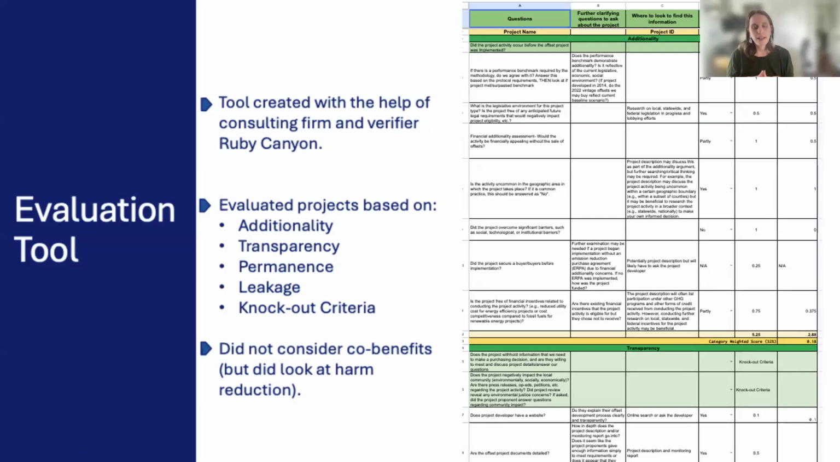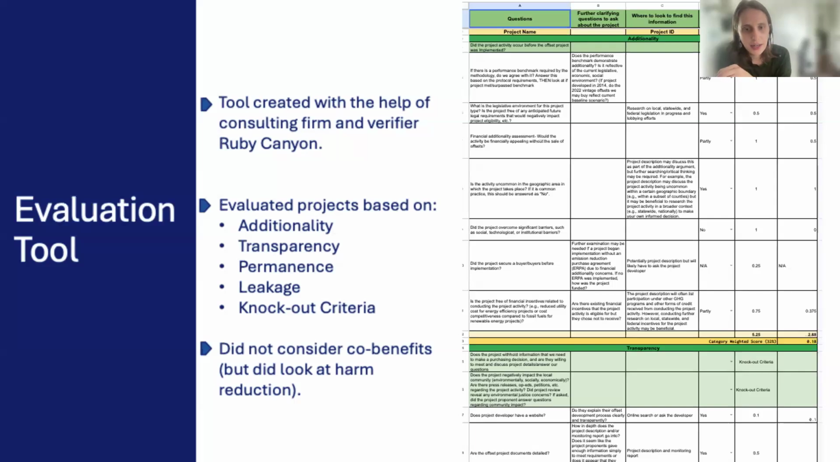We saw co-benefits as extra to that. So great if they have it, but not something that we want to evaluate our projects on. And in some cases, I can talk about this more, but we can see co-benefits as muddying the waters of additionality. If there's a recreational benefit, maybe those trees wouldn't have been cut down for the recreational benefit, not for the carbon offset financing. So we just really wanted to take co-benefits out of the equation.